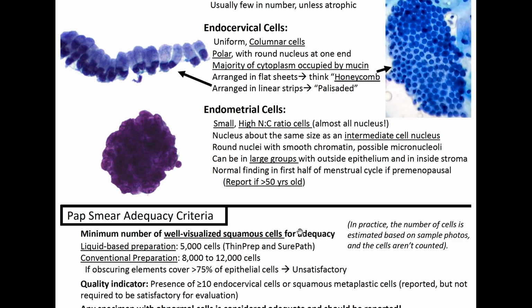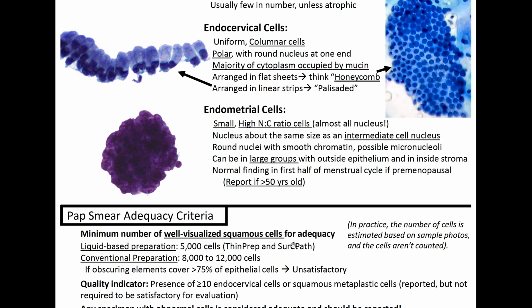And another thing to be mindful of when you're looking at a pap smear is if there are elements obscuring more than 75% of the epithelial cells, that's going to be unsatisfactory, as you're not really able to assess the specimen well enough for the patient. A quality indicator can be the presence of 10 or more endocervical cells or squamous metaplastic cells. And it can be reported but is not required to be satisfactory for evaluation.